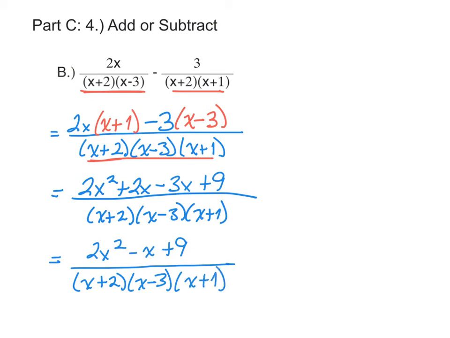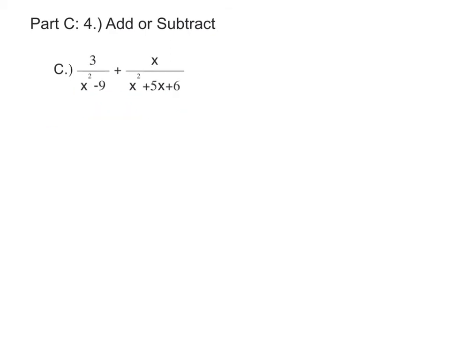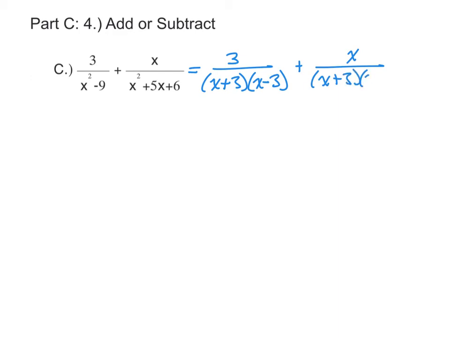Now, if it's possible, try and factor that numerator, but that numerator is not going to be factored, so we can leave it alone. If the denominators of your fractions aren't already factored, you're going to need to factor them first. So in this case, I'll leave the numerators alone and just factor the denominator. That's the difference of two squares, so x plus 3 and x minus 3. In my second fraction, the numerator will stay the same, and my denominator is going to be x plus 3 and x plus 2.